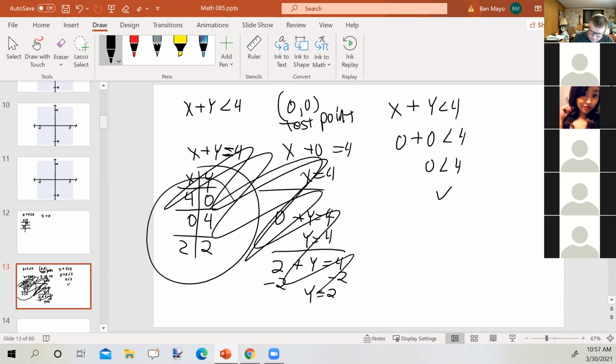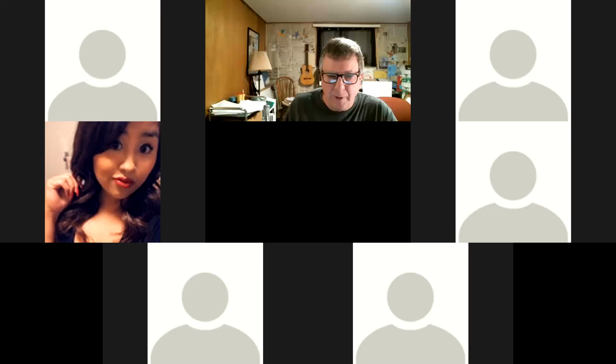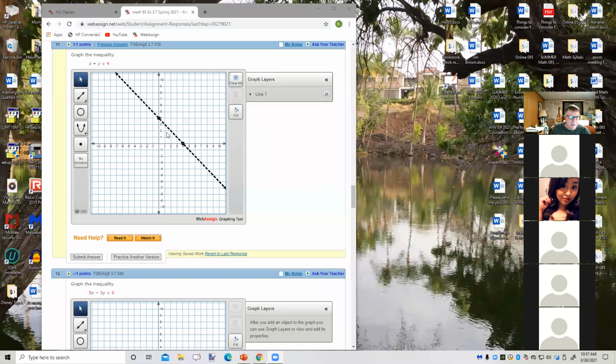That's true. So 0, 0 is part of the solution. Okay. So now I'm going to go back here. This point right there is part of the solution. So that means I want to shade below the dotted line.